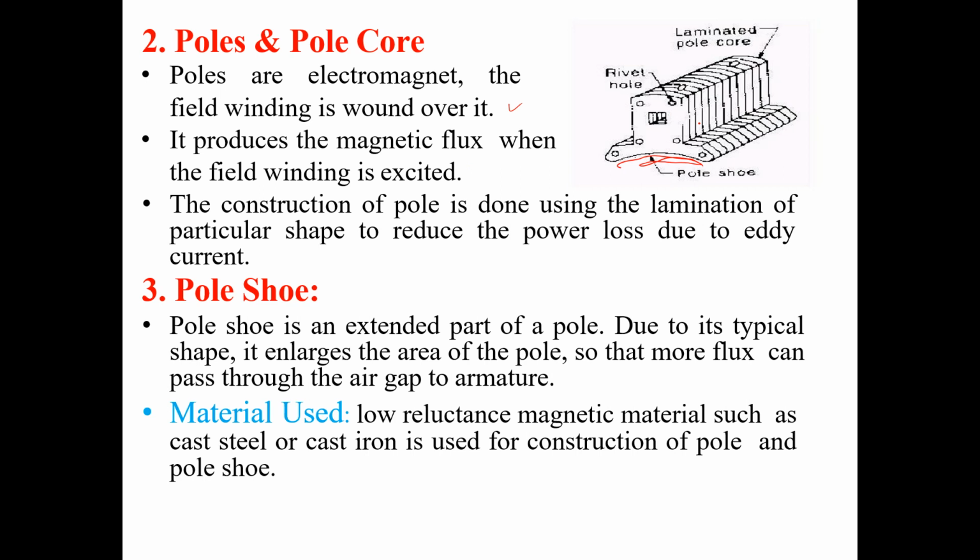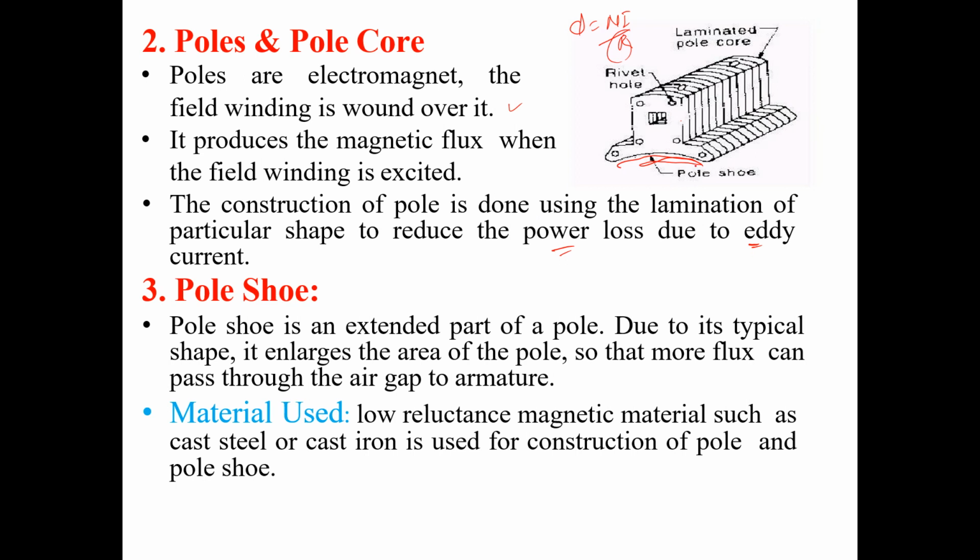That means it produces magnetic flux when current is flowing through that winding, because we know that the flux is equal to N into I divided by reluctance, the reluctance of that material, as well as the current flowing through it. The construction of a pole is done using laminations of a particular shape to reduce the power losses. Lamination is carried out to reduce the eddy current losses, or we can say to reduce the power losses due to eddy current, because losses are always calculated in power losses.